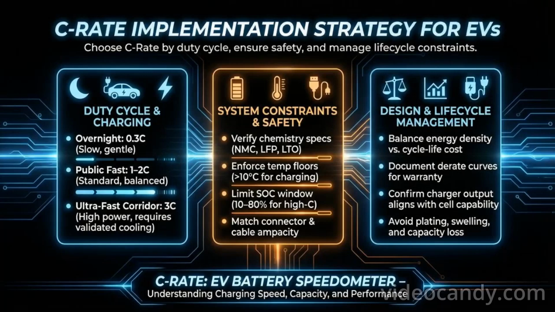Choose C rate by duty cycle: overnight 0.3C, public fast 1 to 2C, ultra fast corridor 3C with validated cooling. Verify chemistry specs, enforce temperature floors above 10 degrees Celsius, limit SOC window to 10 to 80% for high C events, and match connector and cable ampacity. Balance energy density against cycle life cost, document derate curves for warranty, and confirm charger output aligns with cell capability to avoid plating, swelling, or premature capacity loss in field operation.